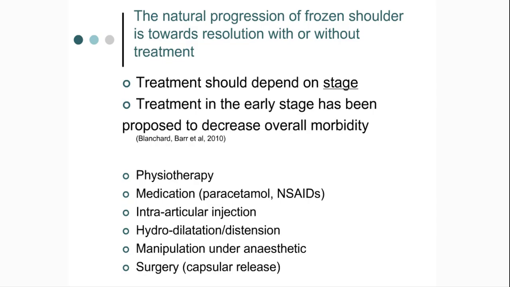As I've said, the natural progression of frozen shoulder is towards resolution, and I've also said that I think treatment should depend on stage. It has been suggested that treatment in the early stage will reduce the overall morbidity, so that's where my interest started, and whilst that's not been robustly found, certainly anecdotally, I think that is the case. We've got a number of options available for treatment: physiotherapy, medications, injections, and surgery. And I'm just going to run through briefly each of these.